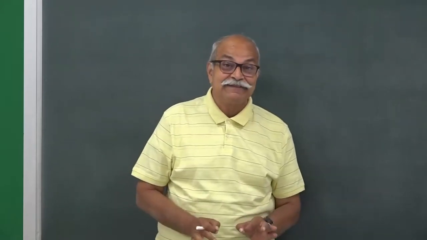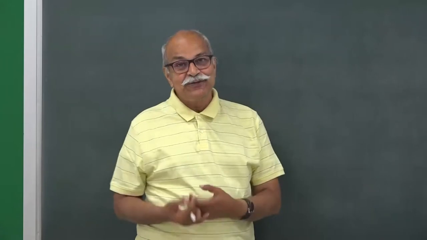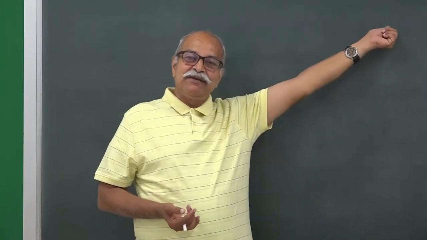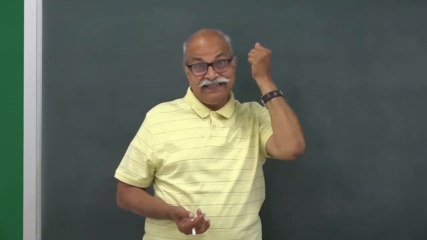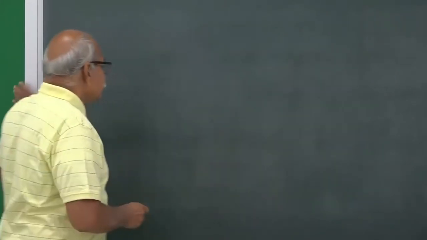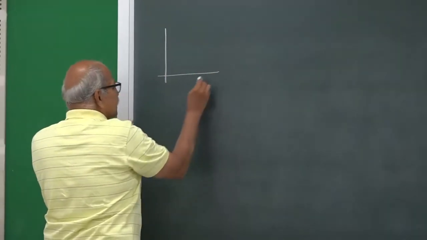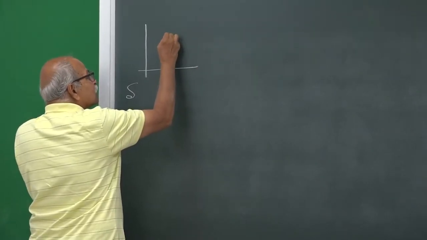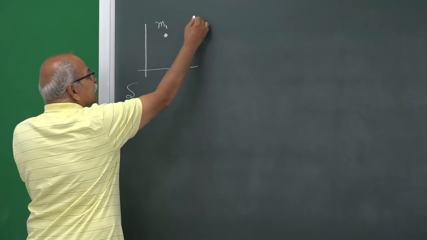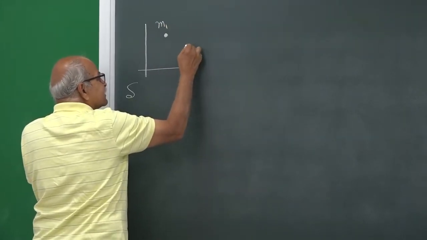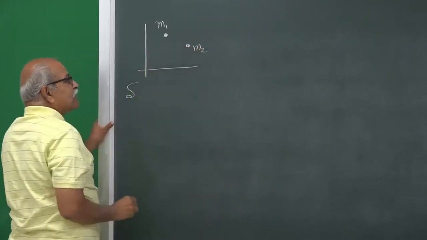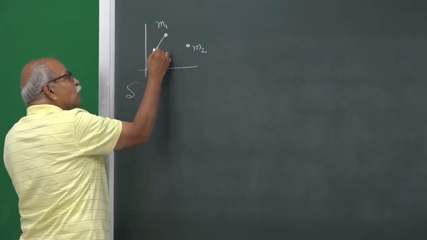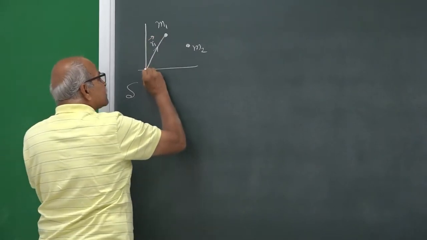But it so happens that this two body problem can be reduced to a one body problem, and that one body problem is exactly the same which we had been describing with a fixed center of the force in an inertial frame. Let's see how. So suppose I have an inertial frame. This is our inertial frame S, and then I have some object here, let us say of mass M1, and another object somewhere else at a certain instant, mass M2, and I call this position vector R1 and this position vector R2.